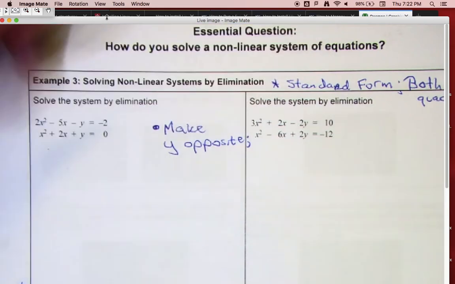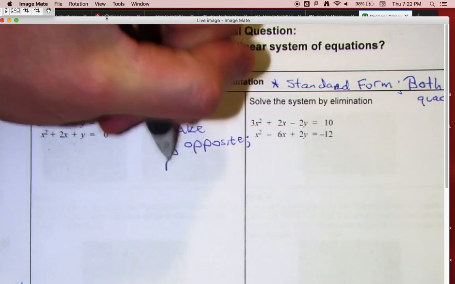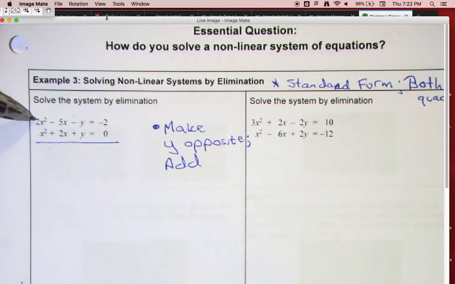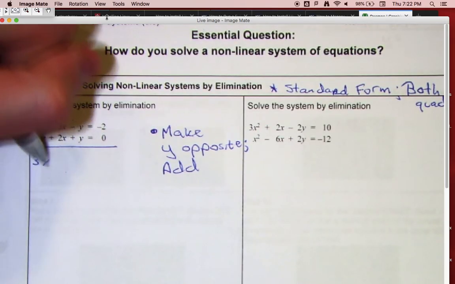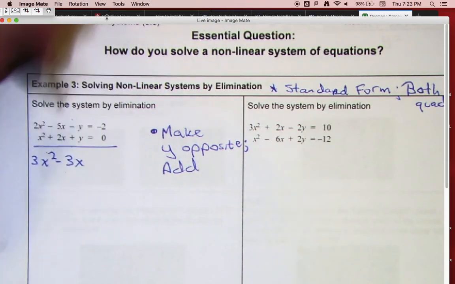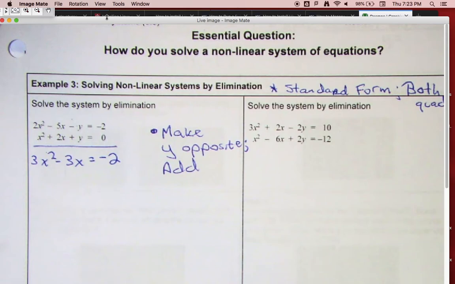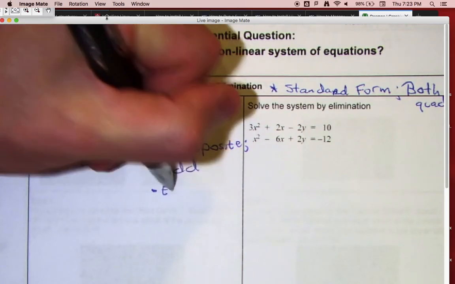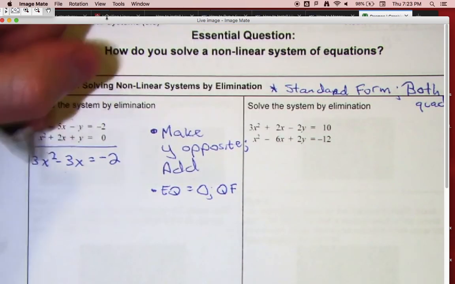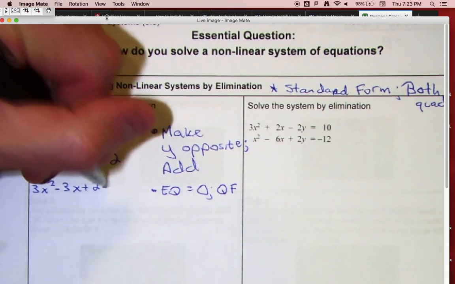Once we have y's that are opposite, you can see right here our y's are already opposite because this one's negative, this one's positive. We add straight down. So since you have opposites, add. So we go 2x squared plus x squared is 3x squared. -5x plus 2x is -3x. The y's cancel, and it equals -2. Now, equation equal to 0, and quadratic formula. So, bring the 2 over. 3x squared minus 3x plus 2 equals 0.